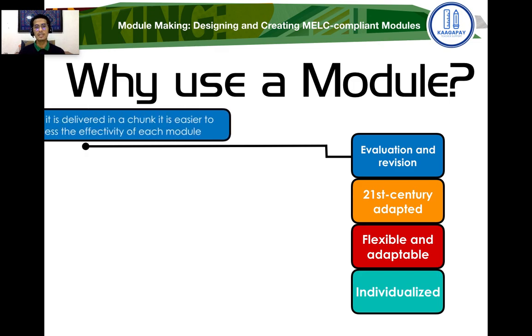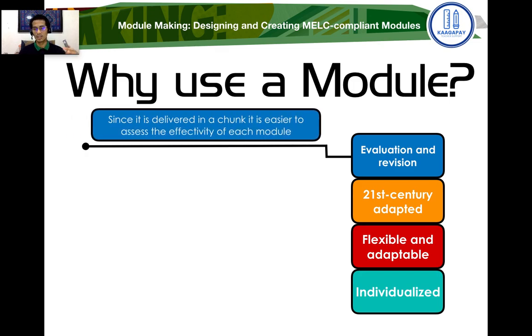So since it's chunk, dahil naka-chunk siya, mas madaling makita kung may mali yung isang module, without affecting the rest of the modules that you have. Okay, so you can isolate a particular problem in one module. Kasi nga self-contained yan eh. So, after one module, pwede kang magkaroon ng feedbacking. How does it work? Does it work even? You can tweak your second module, etc. And build up on it.